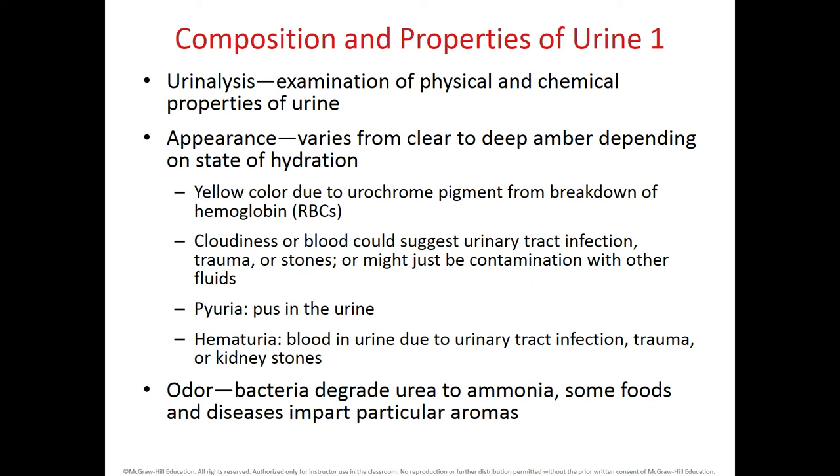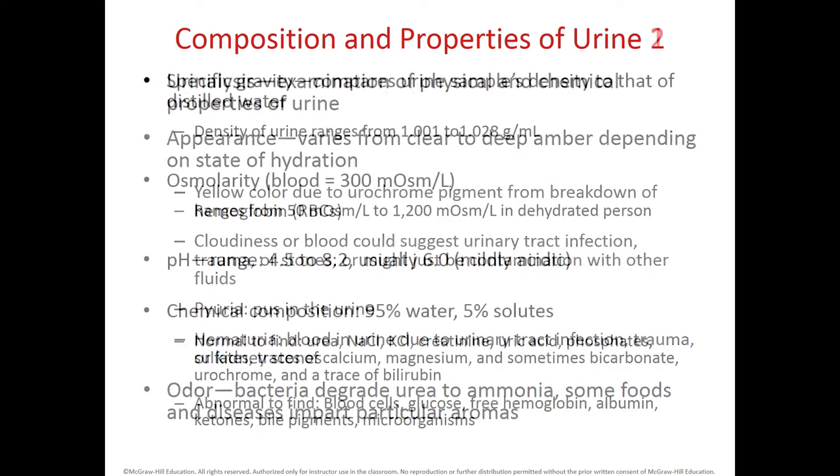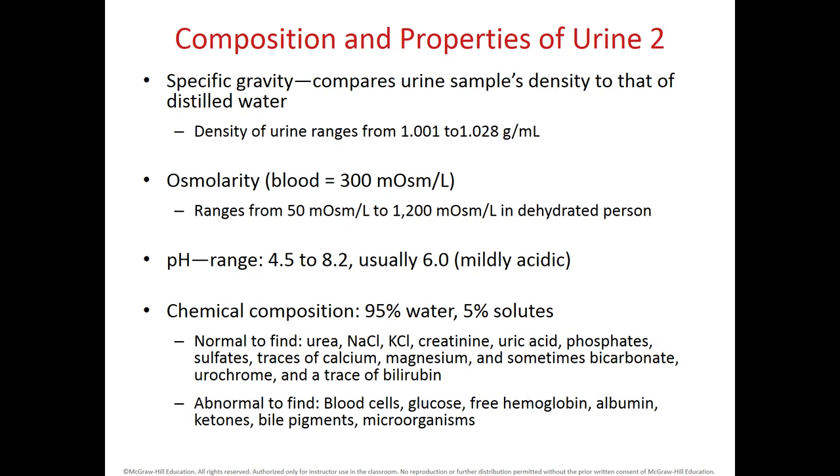Now, urine regularly is odorless, but the presence of bacteria can degrade urea in the urine and transform this urea into ammonia. And then the urine will smell like ammonia. And some foods and diseases can impart particular aromas.